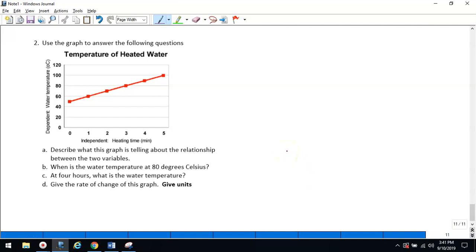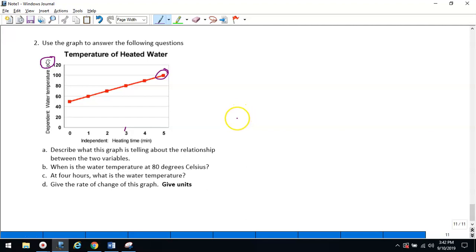Describe what this graph is telling us about the relationship between the 2 variables. Well, our x is our heating time. Okay, so it's the temperature of heated water. So the longer we heat the water, the higher the water temperature goes, right? All right, so up until 100, which is boiling, because we're using Celsius, because water's not boiling in Fahrenheit until 212 degrees, I think. Look that up, see if I'm right.